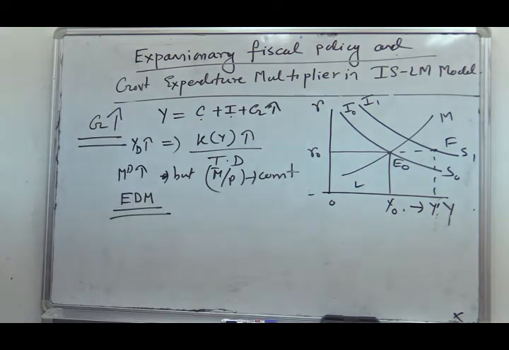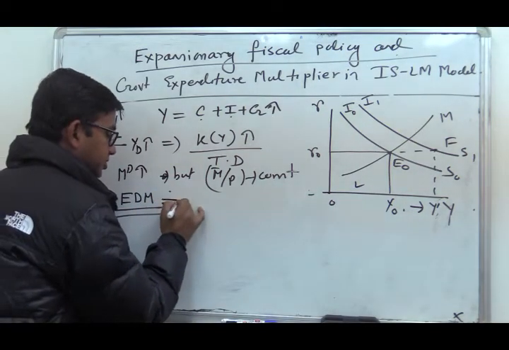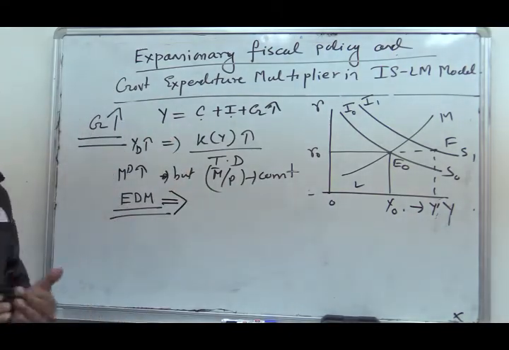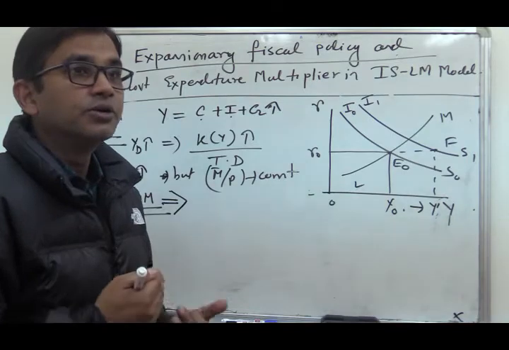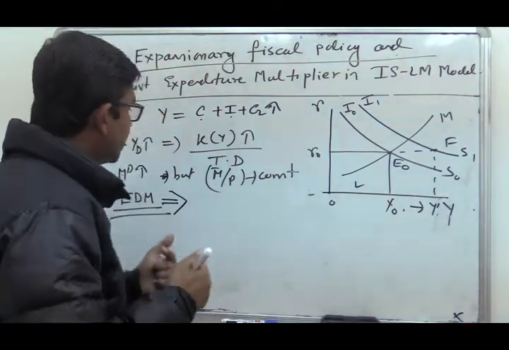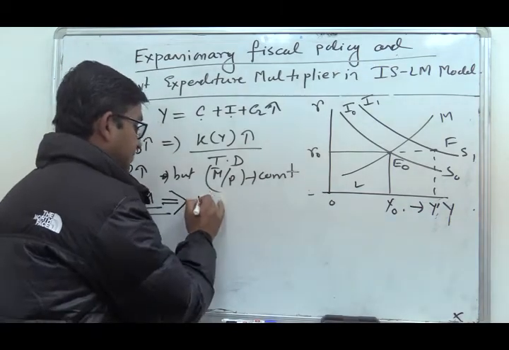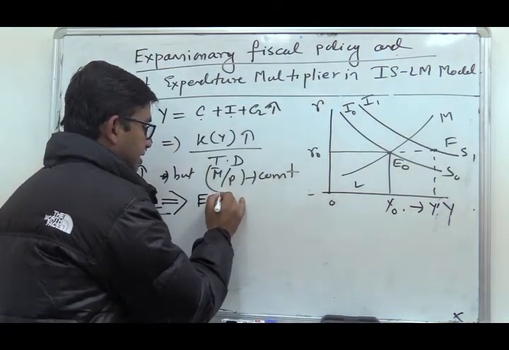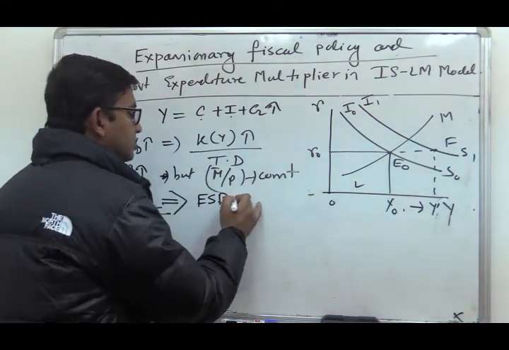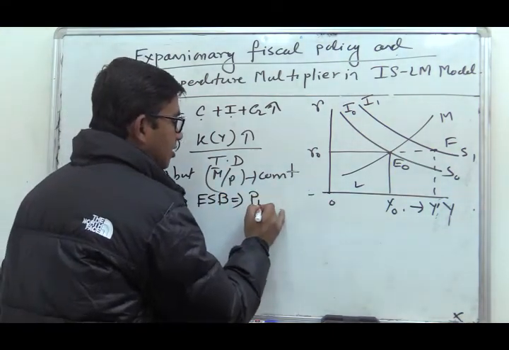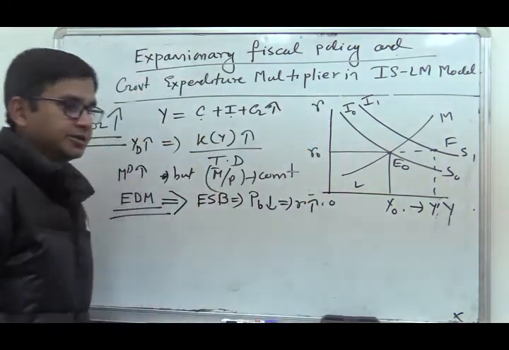Now what will happen next? Whenever there is excess demand in the money market, to get that money, people will start to sell bonds. So automatically there will be an excess supply situation in the bond market. So bond prices will start to fall and the rate of interest will increase.